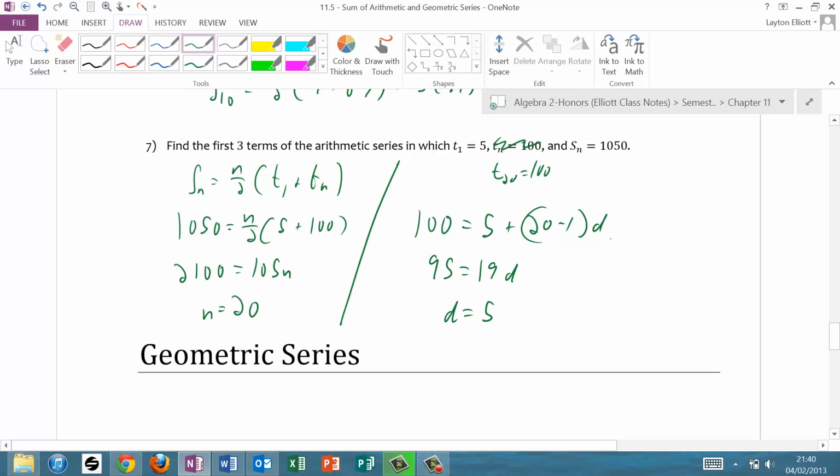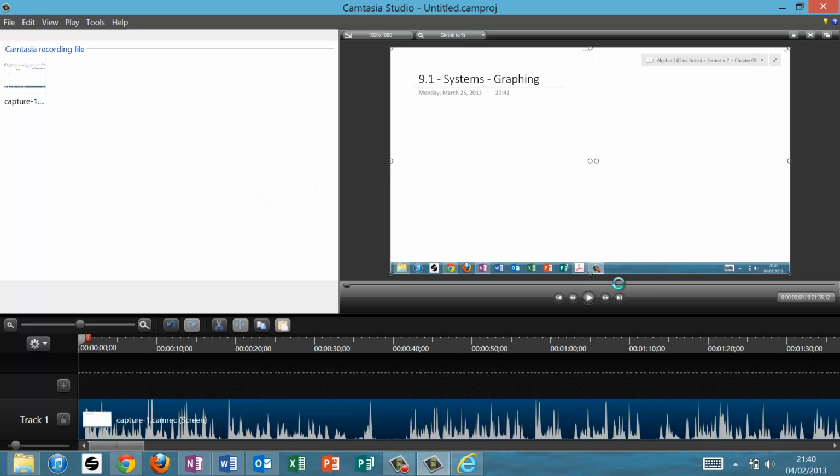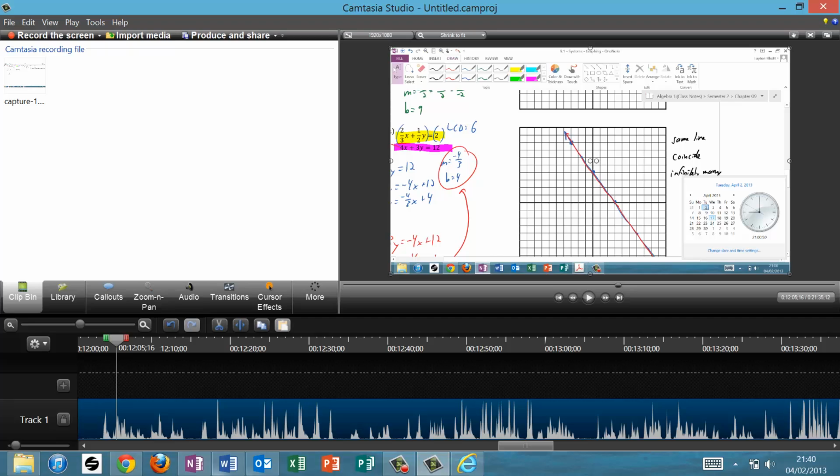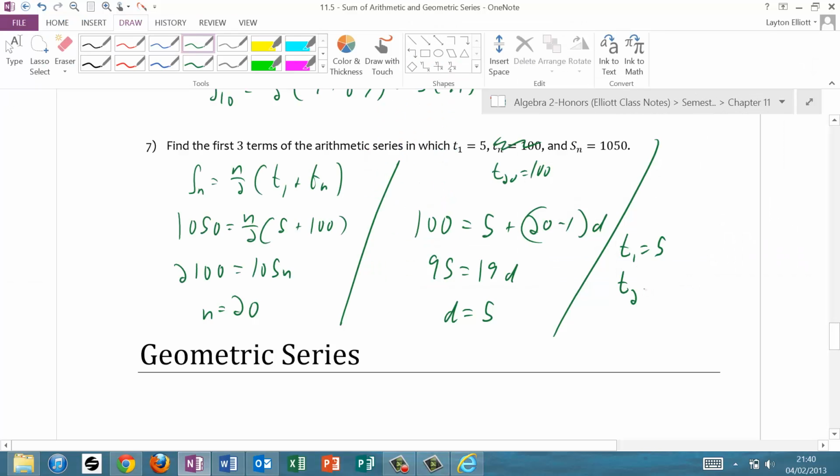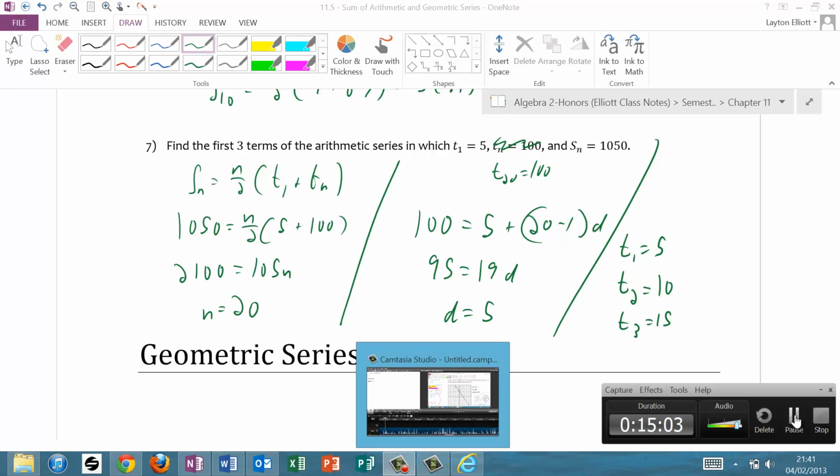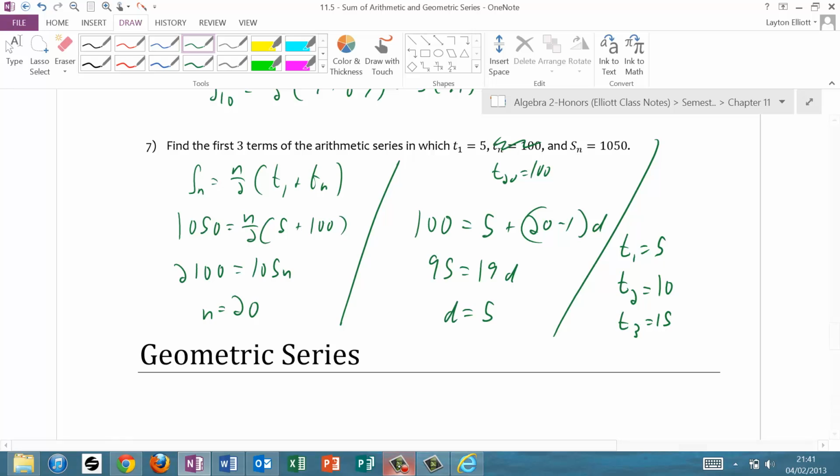So finally, first 3 terms, I know T of 1 is 5, so T of 2, oops, I apologize, T of 2 would have to be equal to 10, and T of 3 would have to be equal to 15. Okay, take a pause. We're going to come back in just a second with geometric series.